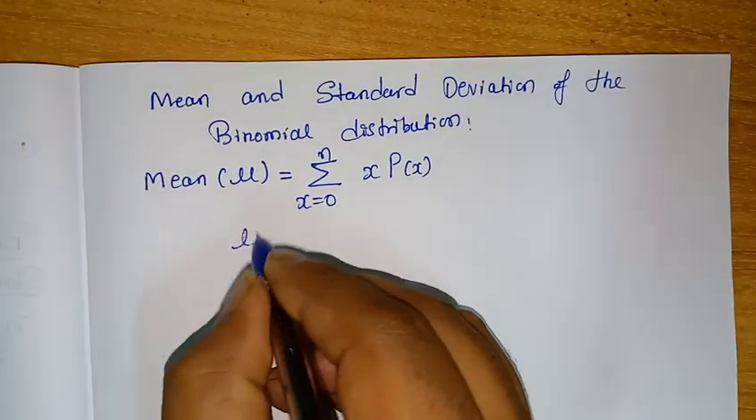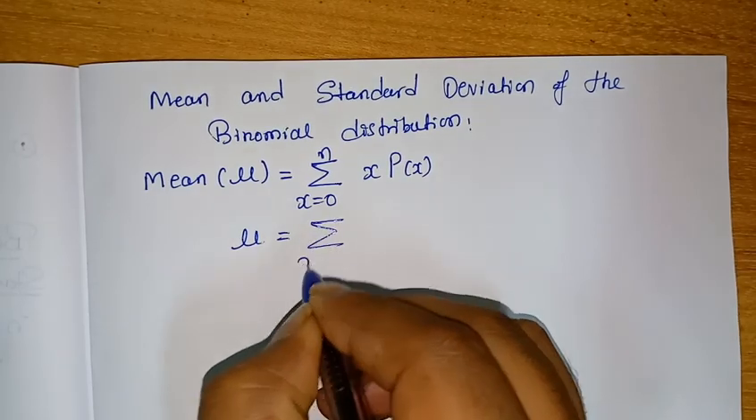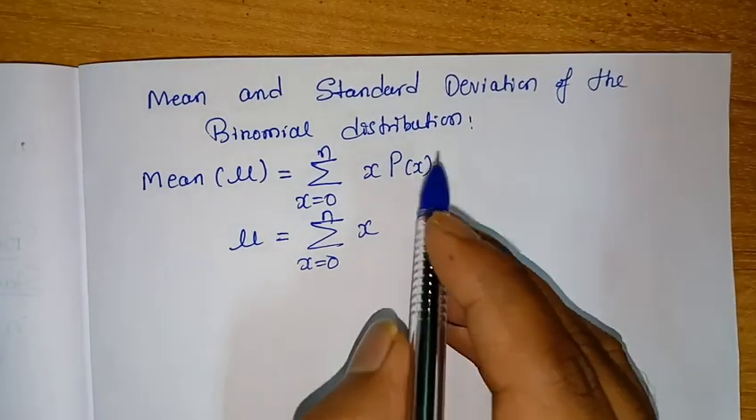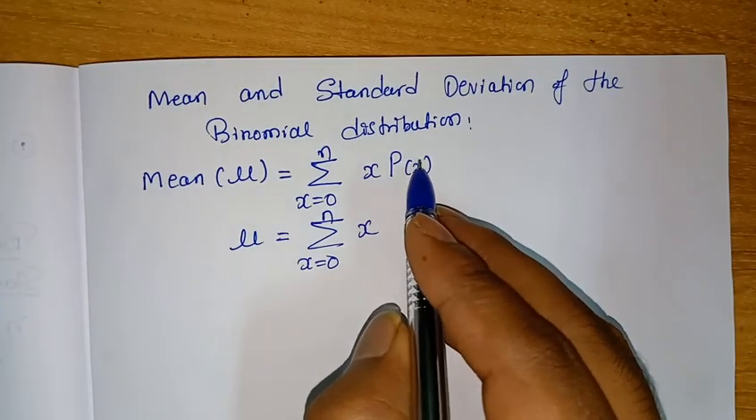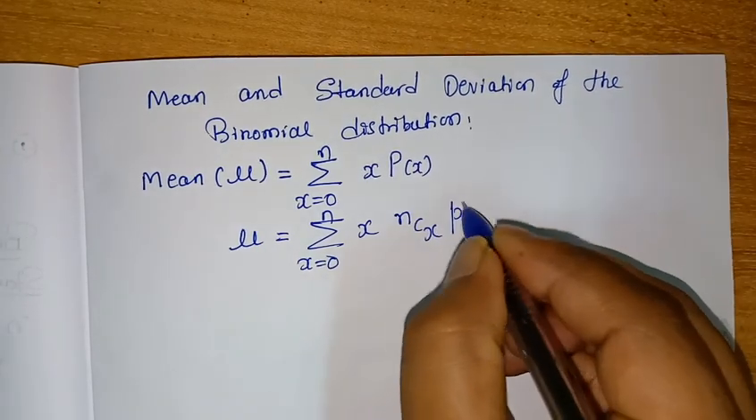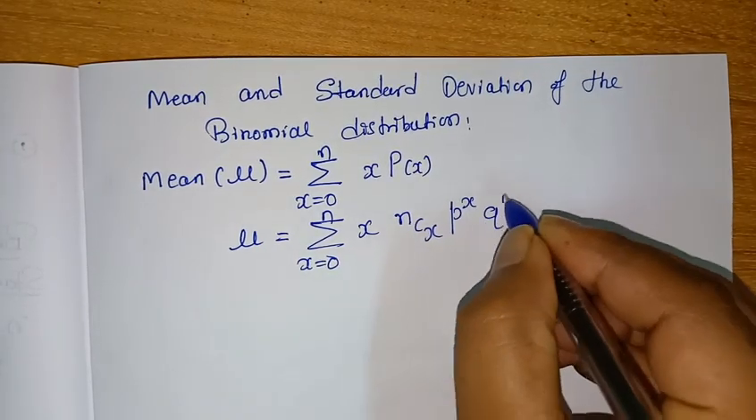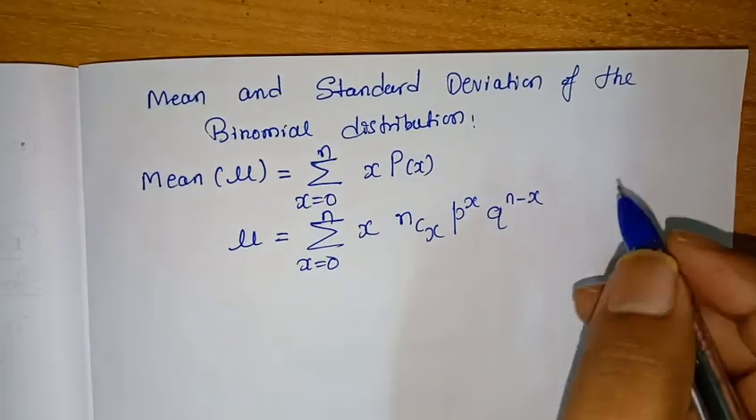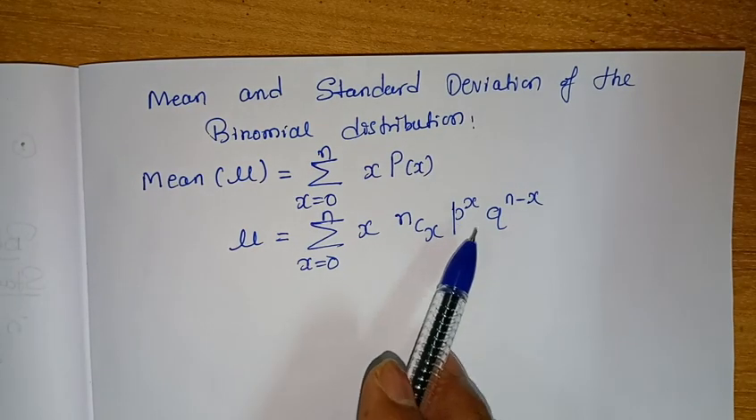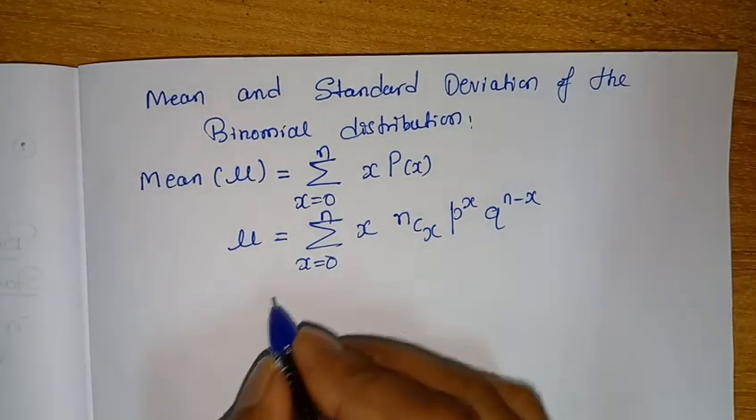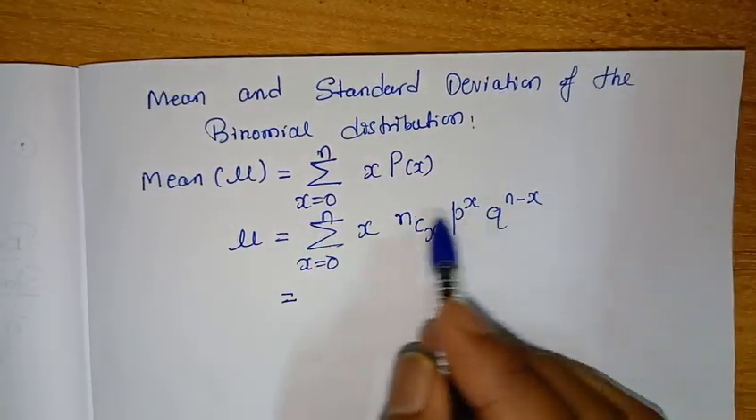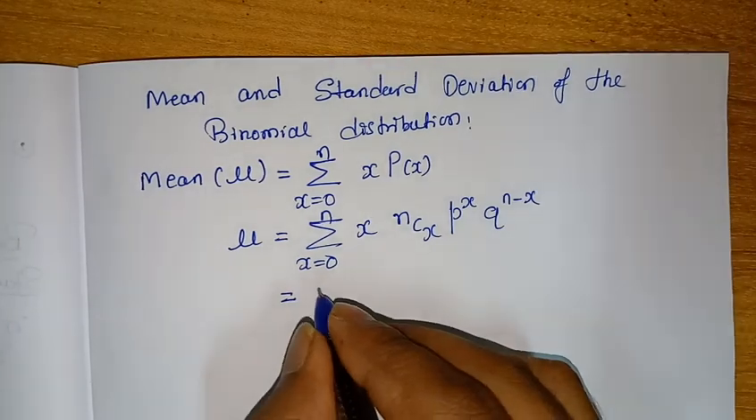Now mu equals the summation from x equal to 0 to n of x as it is, times P of x. We know the P of x value: it is nCx p power x q power n minus x. I just replaced the P of x value. Now I have to simplify this term, because I need to find the mean of the distribution.